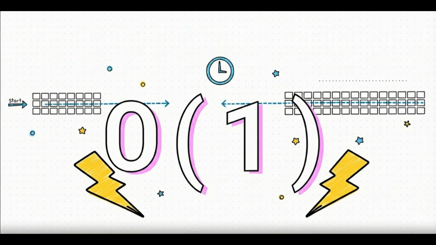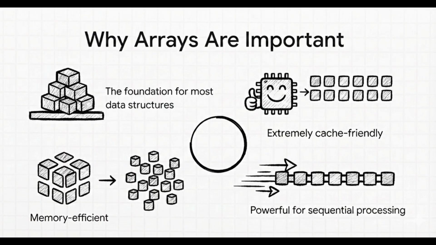It's instantaneous. So why should you care about this? Well, this one instant access is why arrays are the bedrock, the foundation for so many other data structures. And because all that data is in one neat block, the computer's processor can grab huge chunks of it all at once, which is incredibly efficient. We call that cache-friendly, and it's the reason your games load fast and your apps feel snappy and responsive.